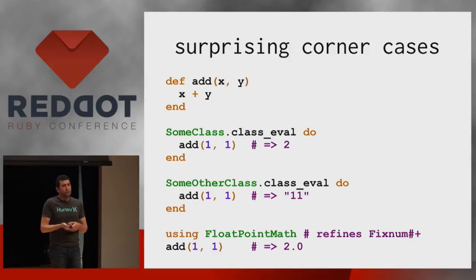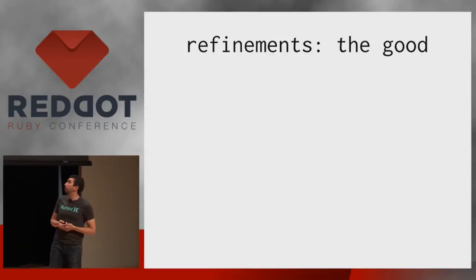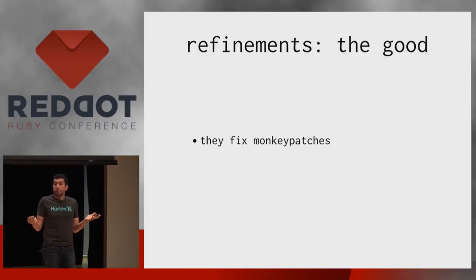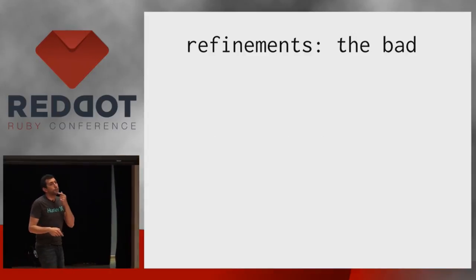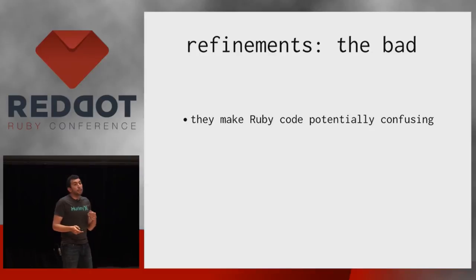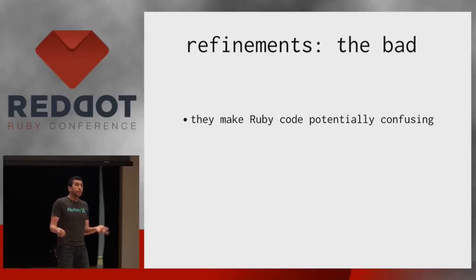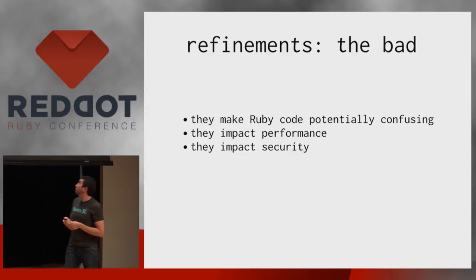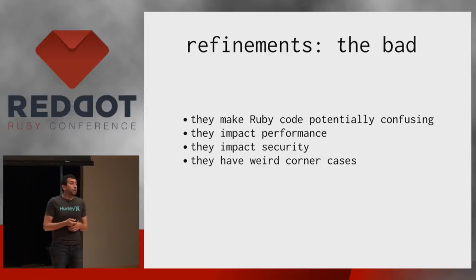So, to cut it short, there was some drama. There was a lot of debate. If you want to wrap it up, there is one hugely good side about dynamically scoped refinements. They fix the monkey patching problem. They fix the global monkey patching problem. On the other hand, they come with a few strings attached. They make your code potentially confusing. They probably slow down the language. They might have security issues. And they have weird corner cases.